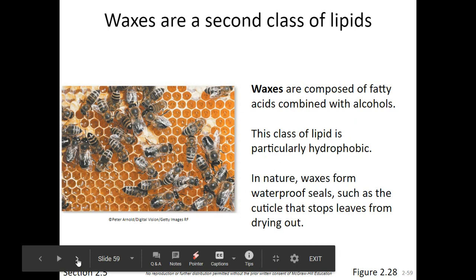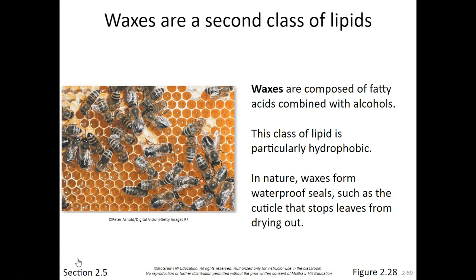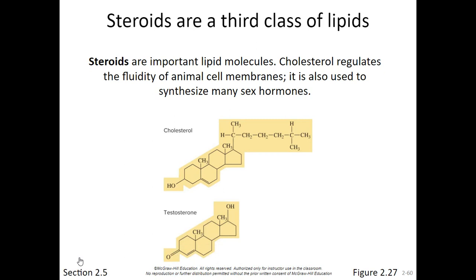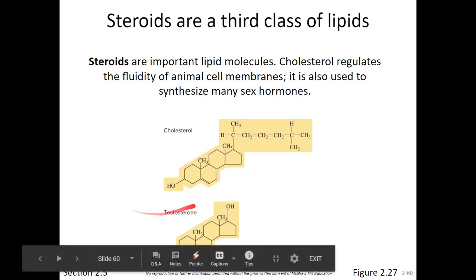Waxes are another class of lipids, and their chemical composition is a little different. In nature, waxes form waterproof seals such as the cuticle and stop leaves from drying out. Steroids are important lipid molecules. Cholesterol is present in our body. It is a part of the cell membrane. It blocks arteries, which is why a higher level of cholesterol is not needed in our body. Testosterone is another steroid, a male hormone.